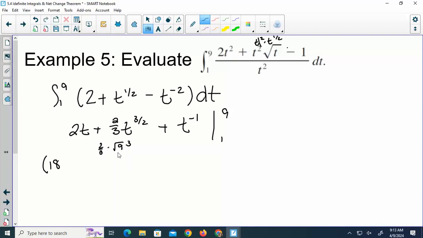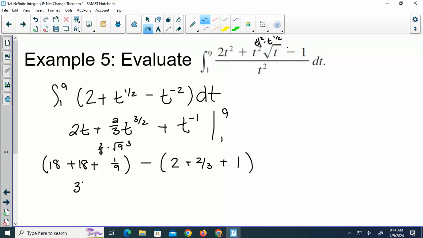The square root of 9 is 3. 3 to the third is 27. Okay, divided by 3. 27 divided by 3 is 9 times 2, 18. That was a struggle. 9 to the -1 means minus. Let's put in 1. 2 times 1 is 2. 1 to any power is still 1 times 2/3 is 2/3. And 1 over 1 is 1.